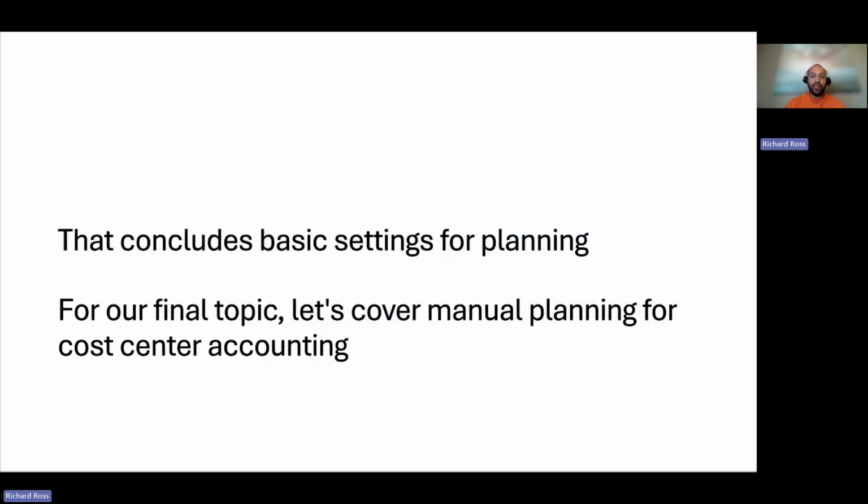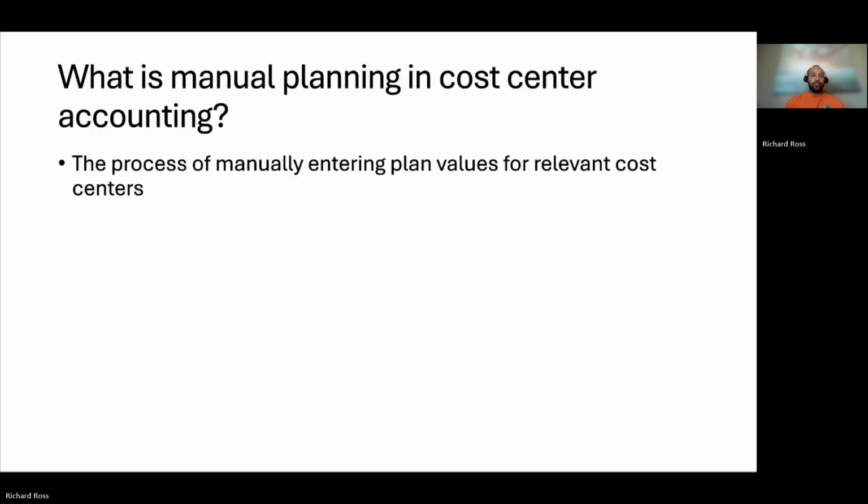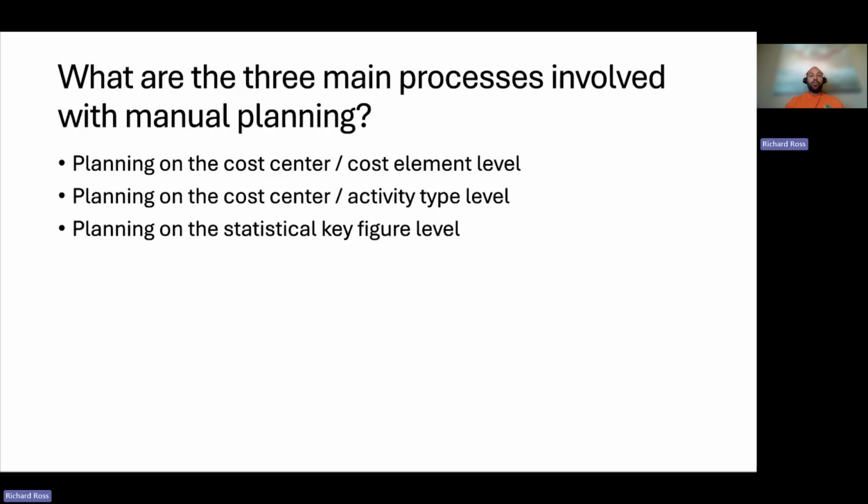For our final topic, let's cover manual planning for cost center accounting. What is manual planning in cost center accounting? The process of manually entering plan values for relevant cost centers. What are the three main processes involved with manual planning? Planning on the cost center cost element level, planning on the cost center activity type level, planning on the statistical key figure level.